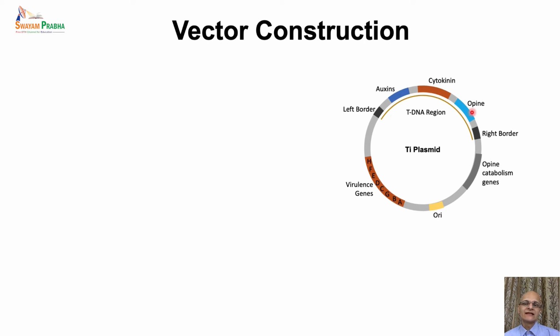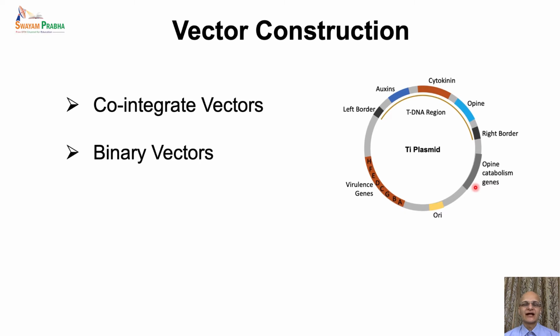Many other DNA segments that are unnecessary on the Ti plasmid can be removed from these plasmids, like the opine catabolism genes. It will help to reduce the size of the plasmid, and smaller plasmids are usually easy to manipulate and handle. So depending upon the strategy of engineering Ti plasmids, vector constructs are grouped into two categories. One is the cointegrate vectors, and second is the binary vector system.